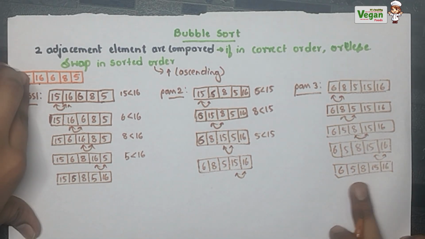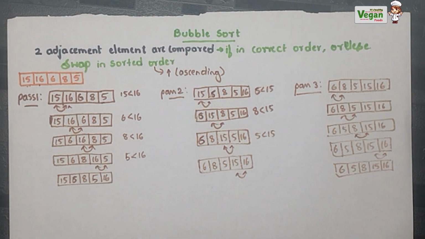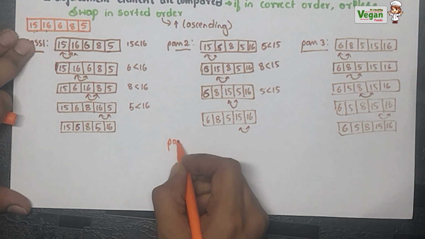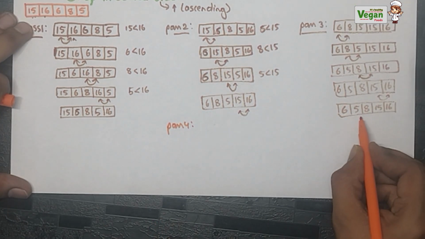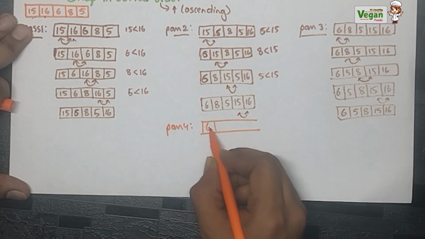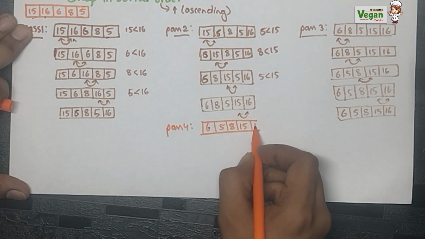Now you see 5 is less than 6. If it comes to this side, my process will be done, because we are arranging in increasing order. So I will go for pass 4. In pass 4 I will copy the last step of the previous pass: 6, 5, 8, 15 and 16.